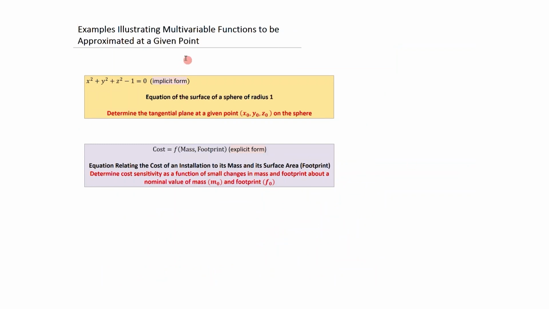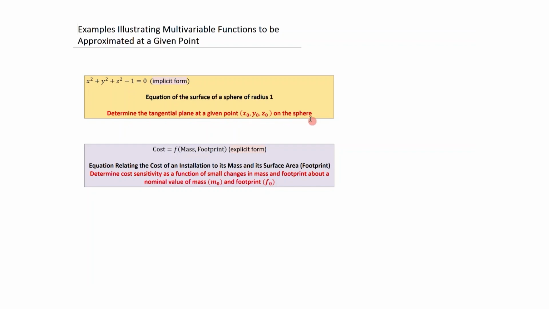All right, just some examples of multivariable functions to be approximated at a given point. Here's an equation of a sphere in implicit form. We could have also written this equation of a sphere in explicit form. However, we would have to represent the sphere in terms of 2 hemispheres, one of them defined by a positive square root and the other one defined by a negative square root. In implicit form, that's not necessary.